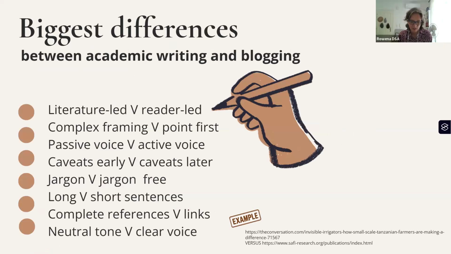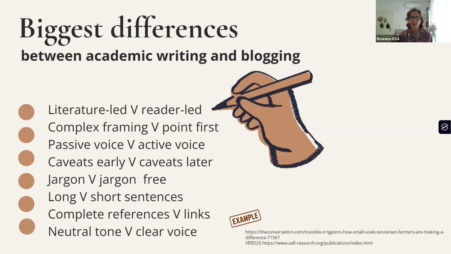I also tried to think about what are some of the biggest differences between the academic writing that you do and the blog writing that you do. And the audience is quite key to that because for blogging, the audience is very reader-led. And because of that, you want your main point to come up first. You want to write it in active voice. You want to use less jargon. Any caveats you have to make, they're going to come later. You will keep your sentences kind of short. You don't want to interrupt your writing with references, and you might have some hyperlinks in there. And it's okay to have a more clear voice.